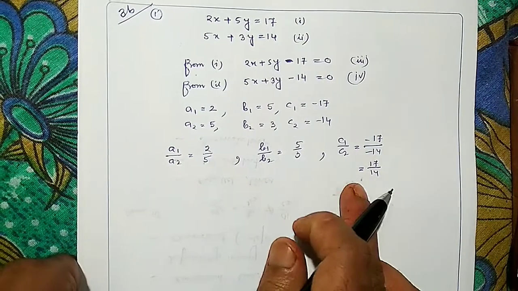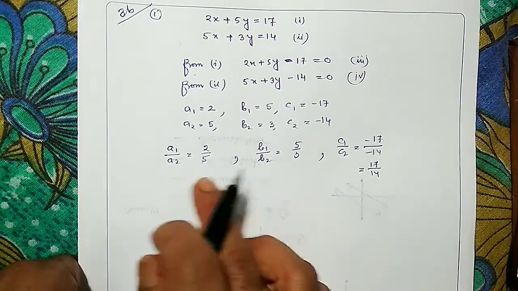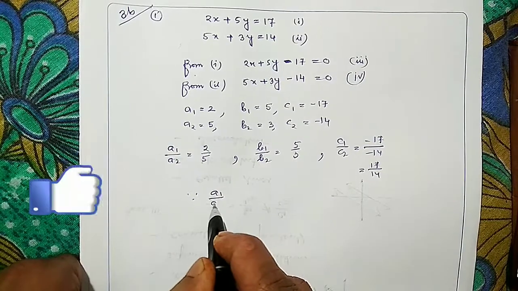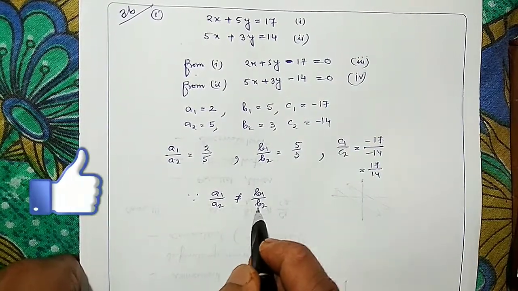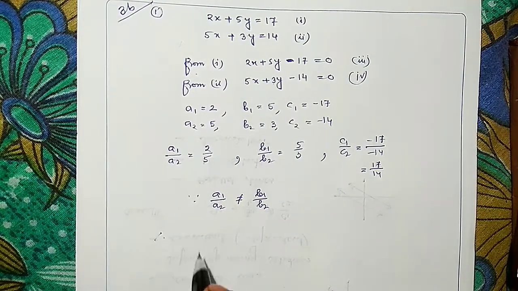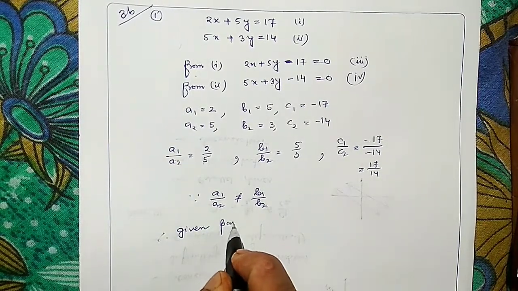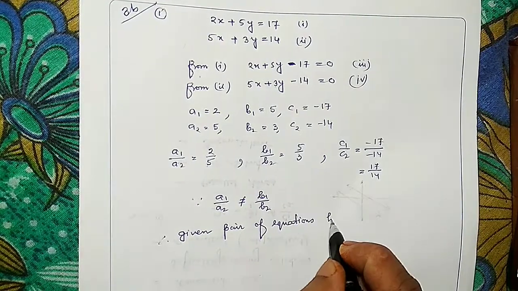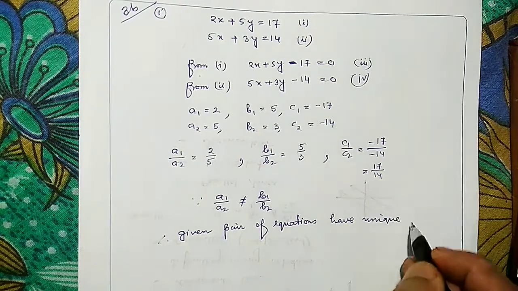Once you have calculated these three, now clearly you can see a1 by a2 and b1 by b2, these two are not equal. So since a1 by a2 not equals b1 by b2, and this is the condition for a unique solution, therefore the given pair of equations, you can write linear equations also, have a unique solution.